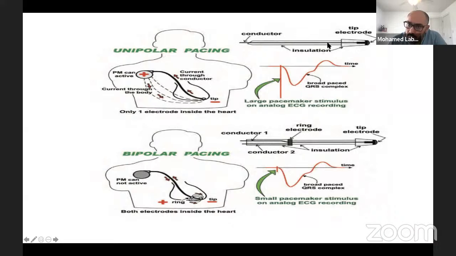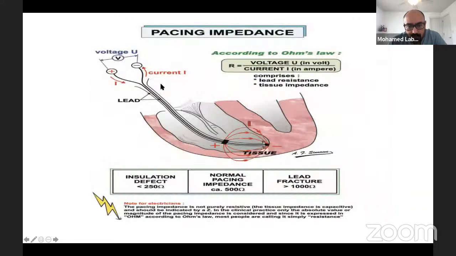This is just a cartoon for the lead. It shows that the conductor connects from the tip of the lead all the way to the can, and as we said, the pacing is from the tip to the can. Versus this one, where there are two conductors, one coming from the ring going back to the can, and one coming from the tip going to the can. And as we said, the disadvantage of unipolar is that you're more prone to artifact issues.